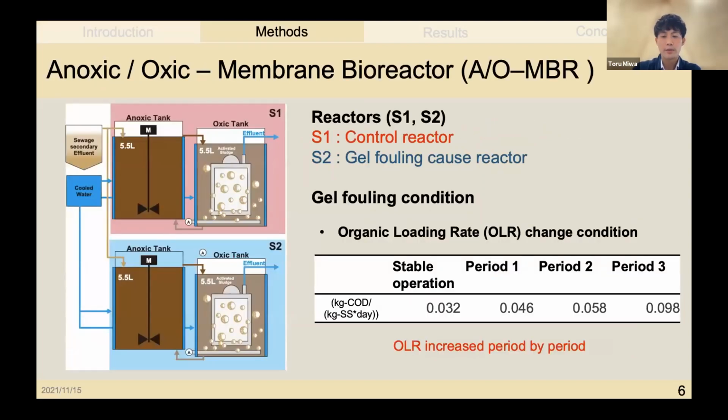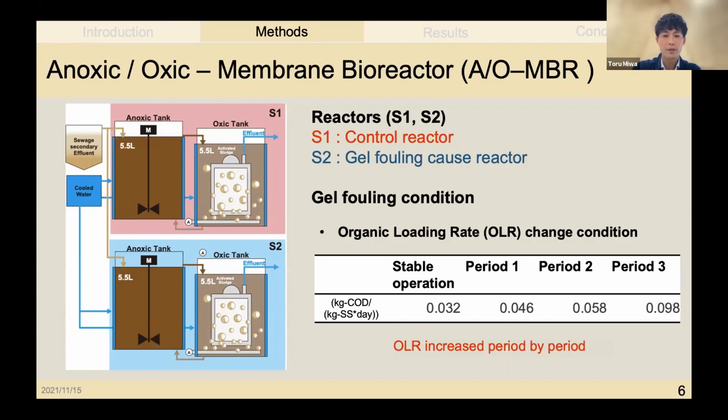For the research, we used two anoxic-oxic membrane bioreactors. The one, named S1, was operated as control. The other one, named S2, was operated as the gel fouling causing reactor. Both reactors were installed in a sewage treatment plant in Nagaoka City, Japan, and the sewage secondary effluent from the plant was used as influent for the MBR. Anoxic tank and oxic tank volume was 5.5 liters respectively. We found that organic loading rate change was a factor to induce gel fouling.